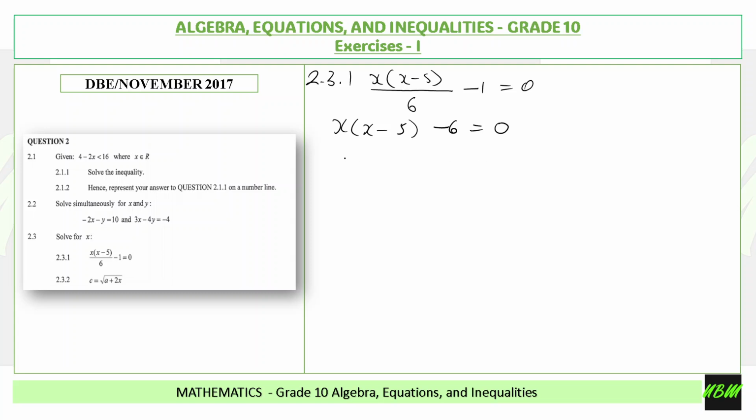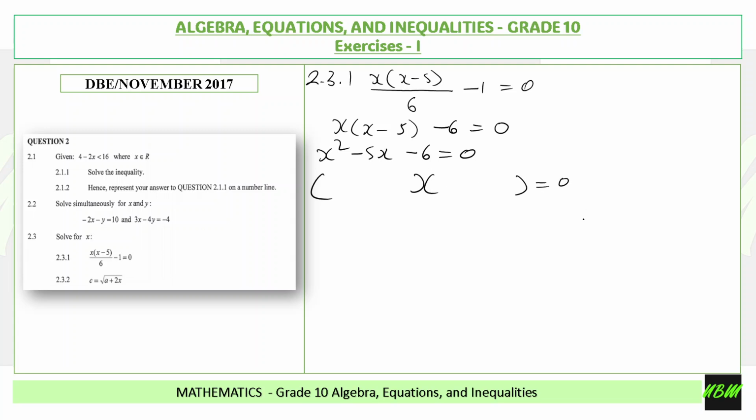And then from there, multiply out the bracket: x times x, x squared; x times minus 5, minus 5x; and we have minus 6 equals to 0. And now we have our quadratic equation in standard form, where the coefficient of x squared is positive 1.